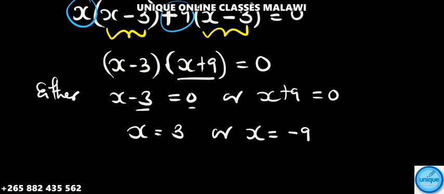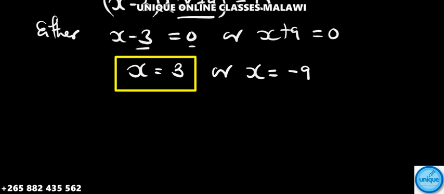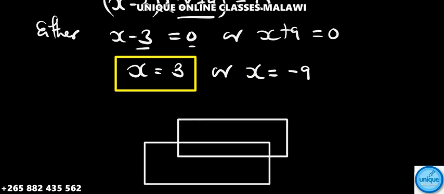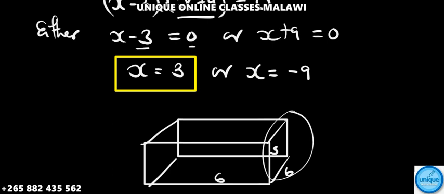Since length cannot be negative, we take the positive value of x, that's 3. So if we draw our rectangle here with the original dimensions, something like this, 2x, since x is 3, this side is 6, this side is also 6, and this side is 3. See, so 3, area of this side, 3 times 6 is 18, together with times 2 is 36.